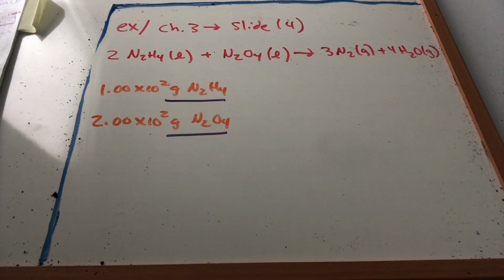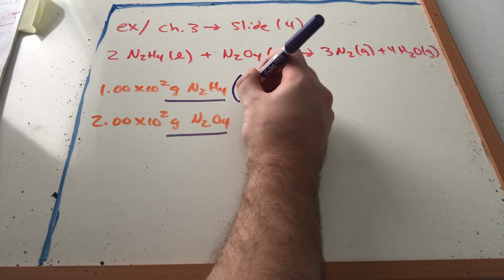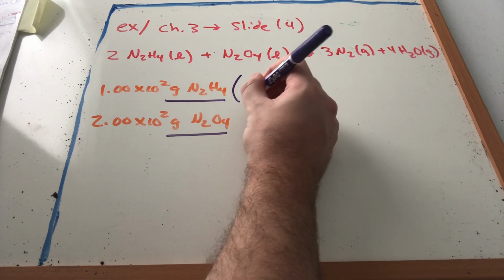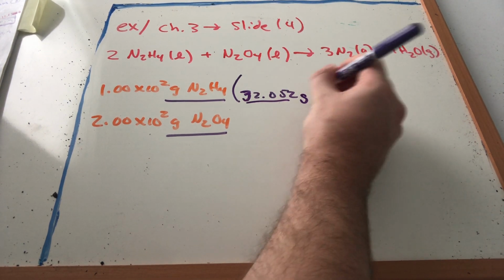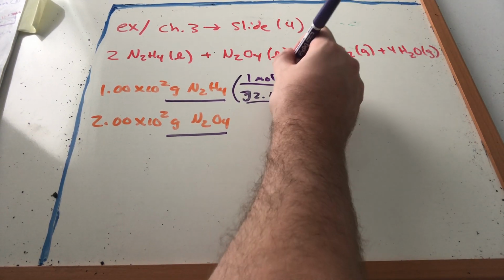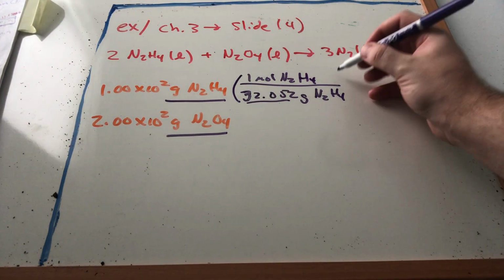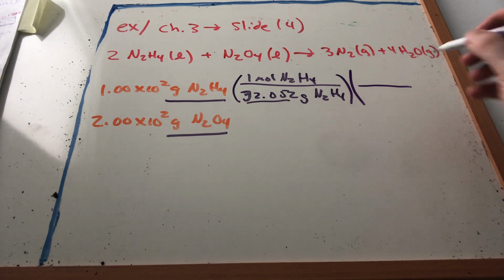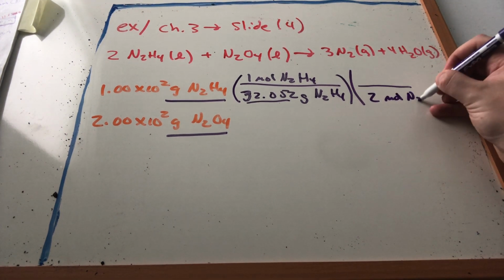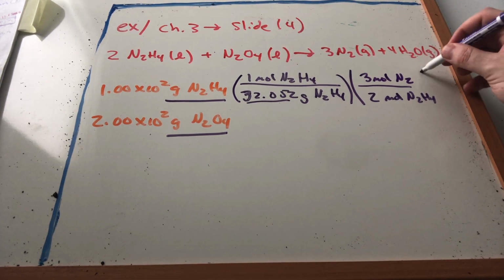I still want to show you these for this example. Let's do the top conversion first. I look up in the periodic table, I get 32.052, this is the 3, grams of N2H4 for every 1 mole of N2H4. I had different identities here and here, so again, I do my normal conversion steps. I'm running out of room here, so I'm going to have to rewrite some stuff, but that's okay. 2 moles of N2H4 and 3 moles of N2.